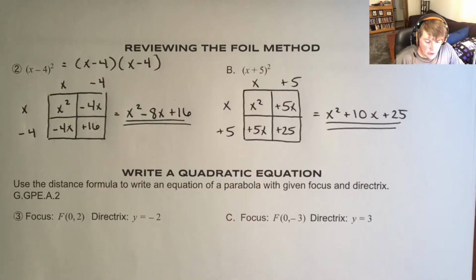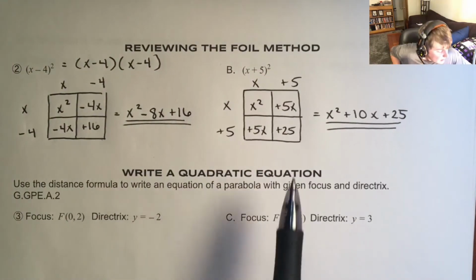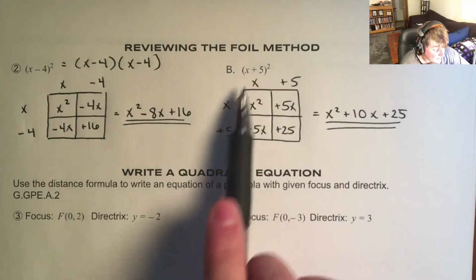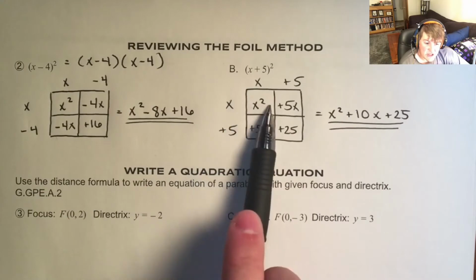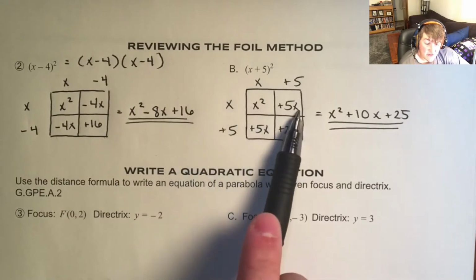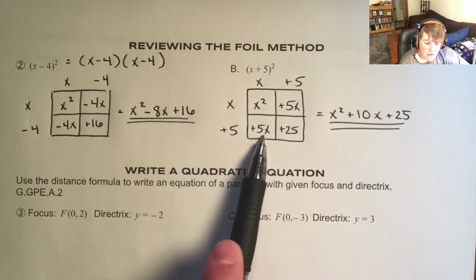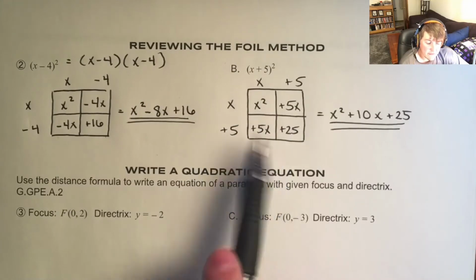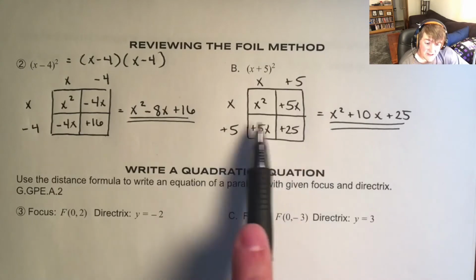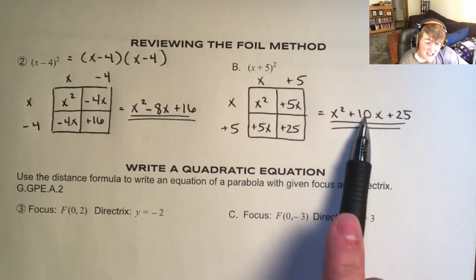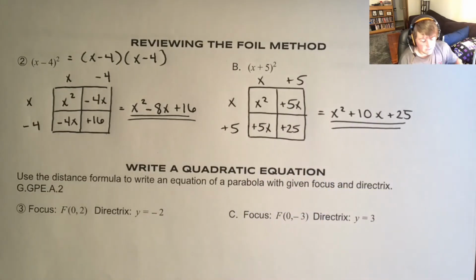Okay, as I'm looking at this, I set up the box the same. It's x plus 5 times x plus 5. That's the same as x plus 5 squared. So x times x is x squared. 5 times x is 5x. X times 5 is 5x. 5 times 5 is 25. Okay, so this is all equal to x squared, plus 5x and 5x together is 10x, and then plus 25.